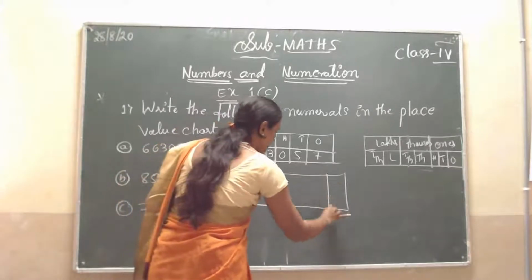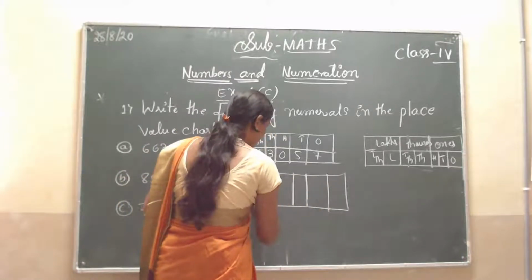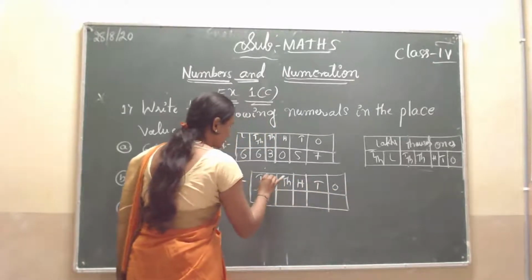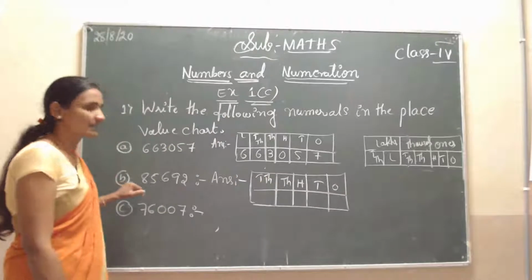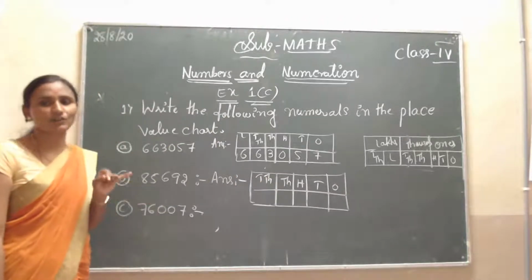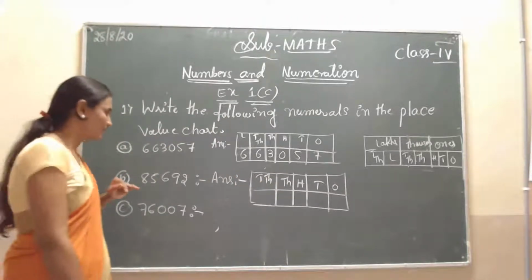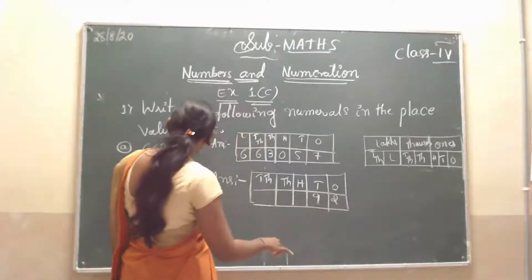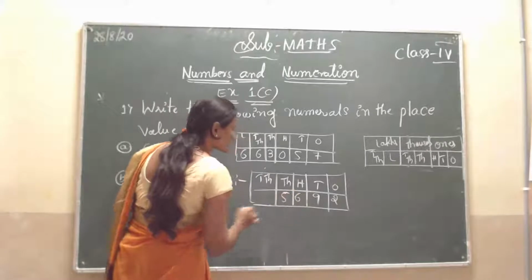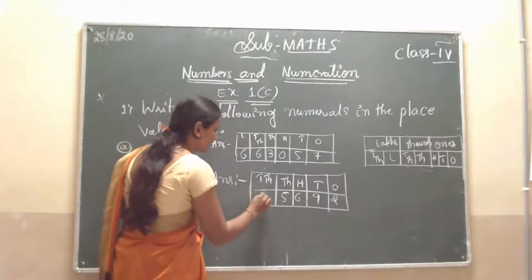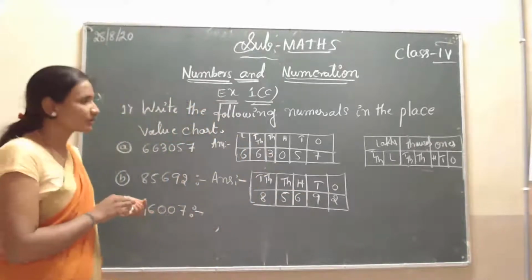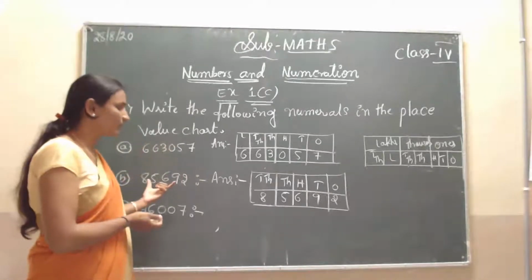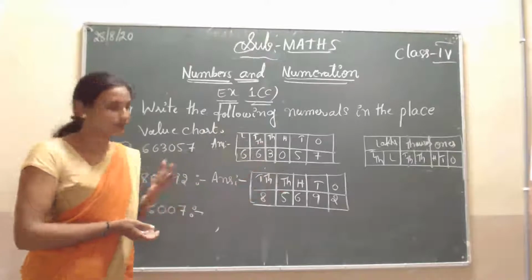Yes. So first, we write ones, tens, hundreds, thousands, ten thousands, because how many digits? That is 5 digits. 5 digits means up to the ten thousands place. So we write the ones place is 2, tens place is 9, hundreds place is 6, thousands place is 5, and next the ten thousands place is 8. So this is the place value chart. Yes, students, the numerals are already given and I wrote them in the place value chart.